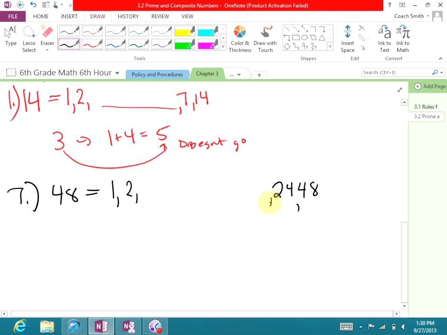All right, next we said 4 plus 8 is equal to 12. Well, 3 goes into 12, so 3 will go into that number. 3 goes into 48 how many times, Tayshawn?